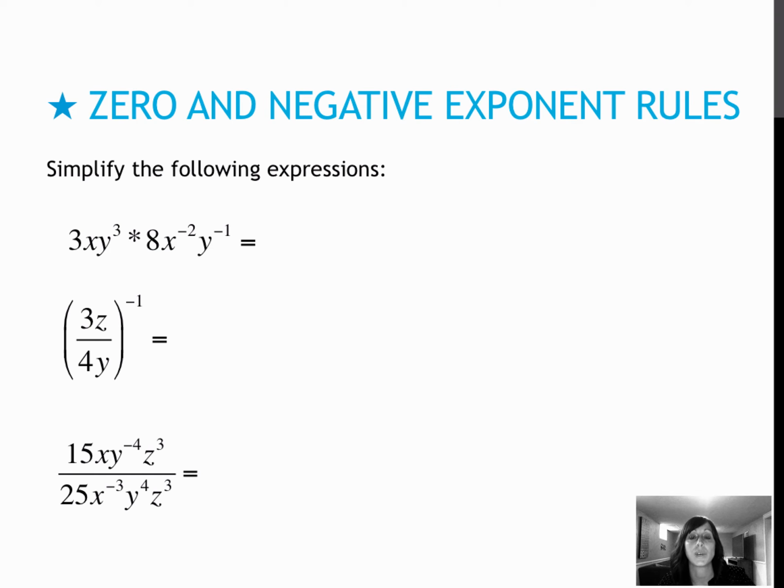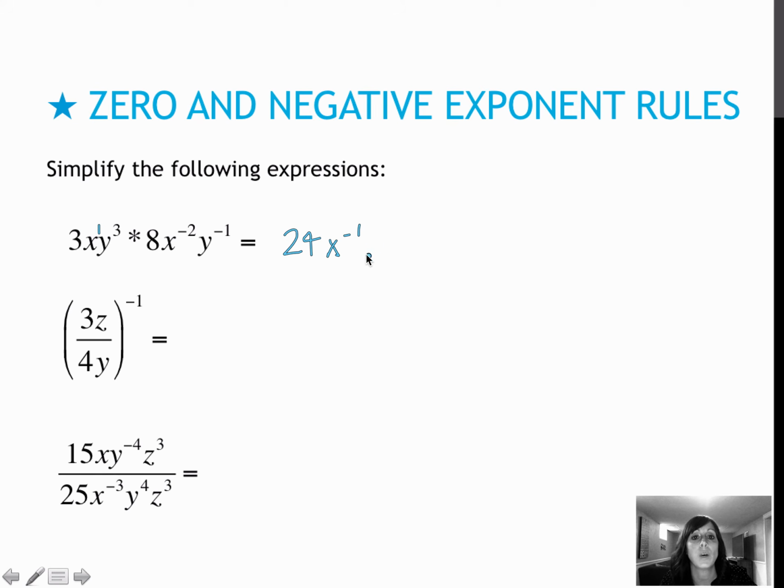Go ahead and try these three on your own, then press play to see how you did. For my first one, 3 times 8 is 24. I have 1 x and negative 2 x's, so on this one, remember I'm adding exponents. 1 plus negative 2 is negative 1. So again, if you're doing that in between step, you would write x to the negative first. If you're going straight to the answer, you would just put that x on the bottom.